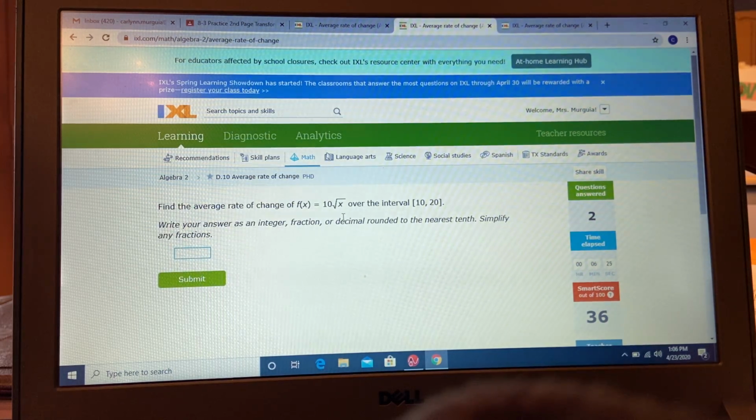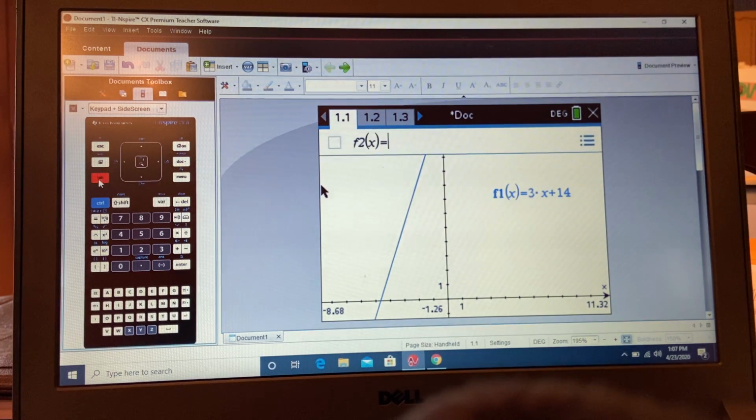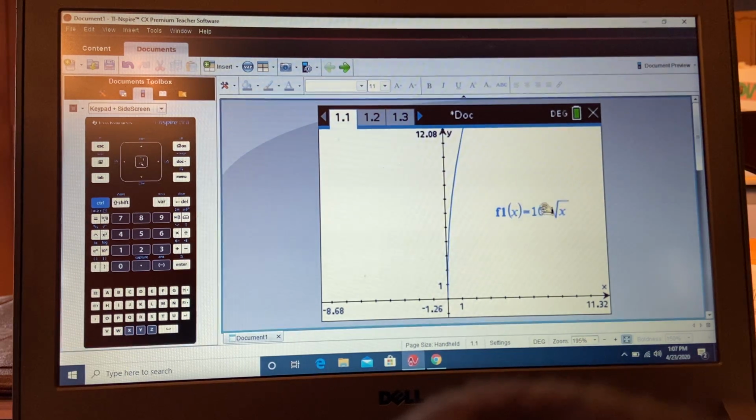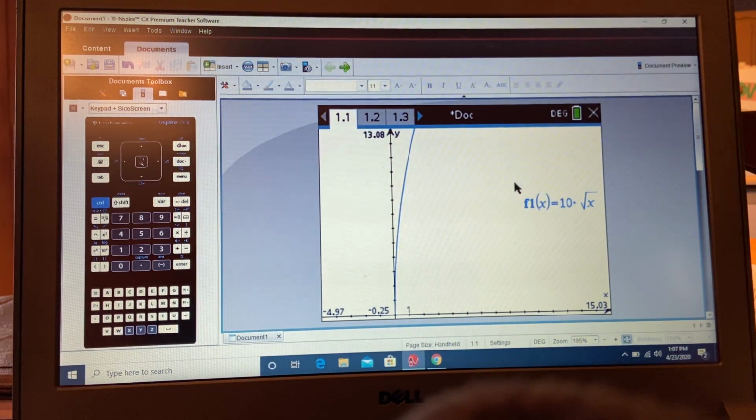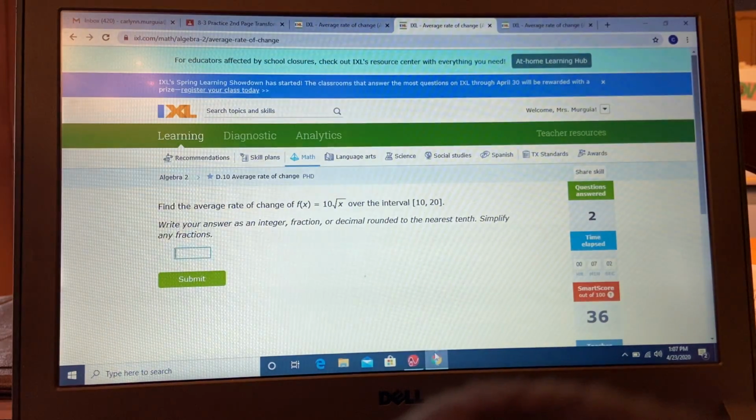Now, when we get an equation like this, that is a square root equation. So if we graph that, so we put in 10 square root of x, our equation looks like this. So it's not linear. So it's not going to have the same slope. And slope is really how much it's sloping from one point to the other. And it's a straight line. But we can find slope between any 2 points. So it wants us to, between 10 and 20, find the slope of that.